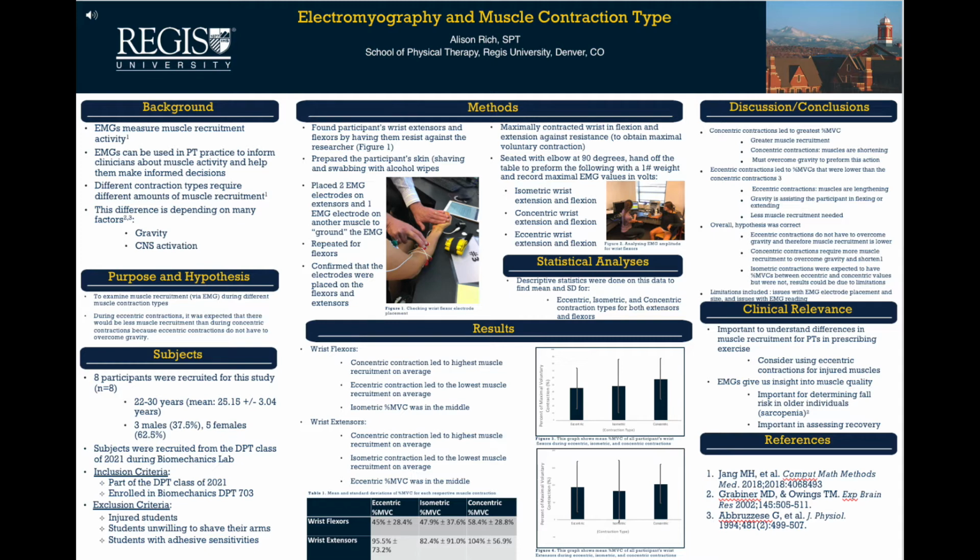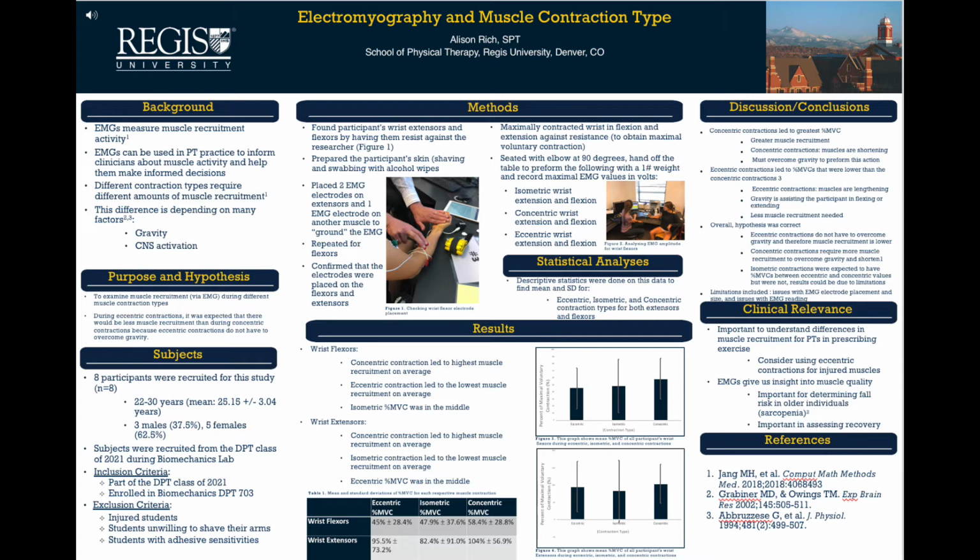First, the participants had to resist against the researcher to find their wrist extensors and flexors. At that point, the part of the skin where these were found was shaved and alcohol swabbed to ensure good conductivity with the electrodes. Then the electrodes were stuck on both the extensors and the flexors of the participant, with 2 other leads as grounds attached to the biceps and the triceps.